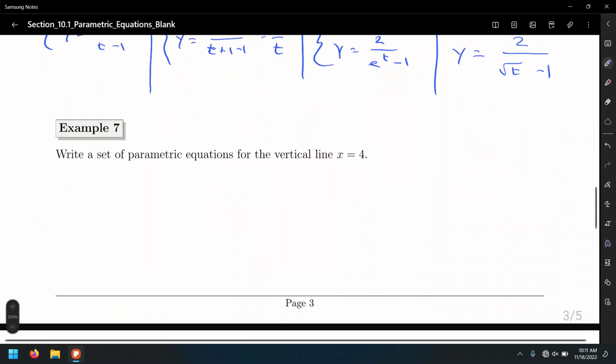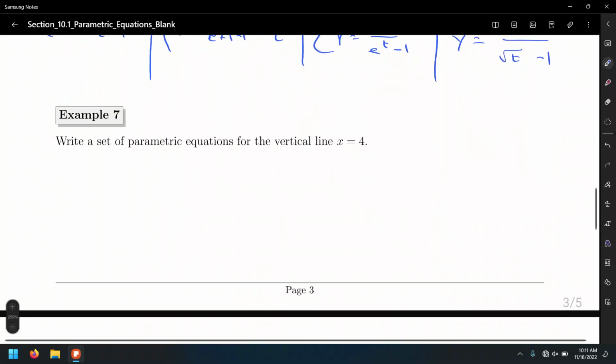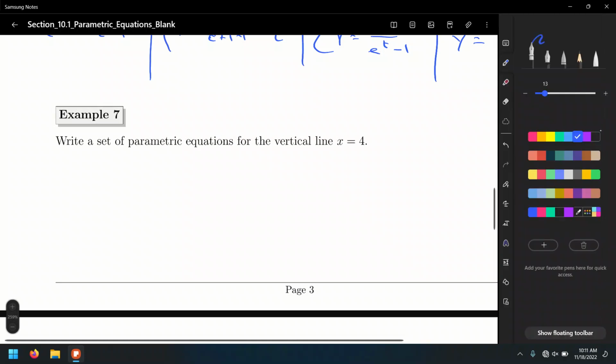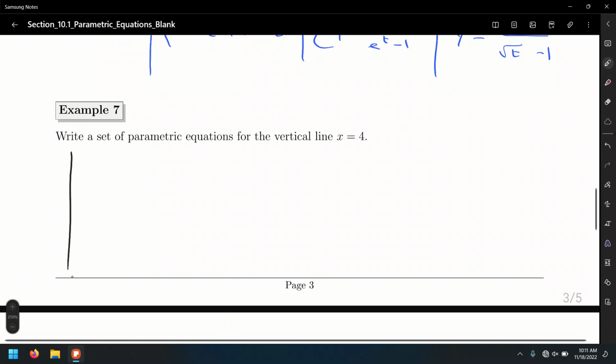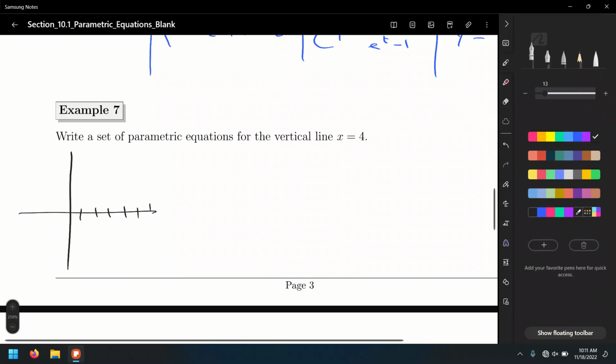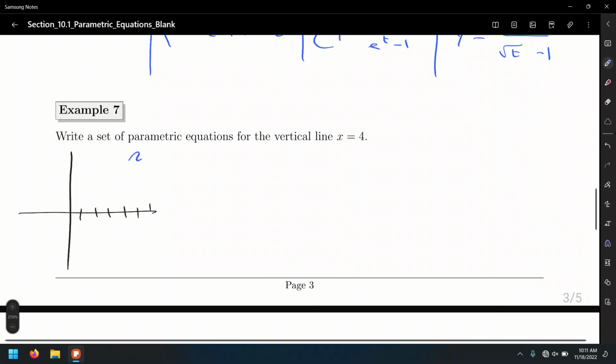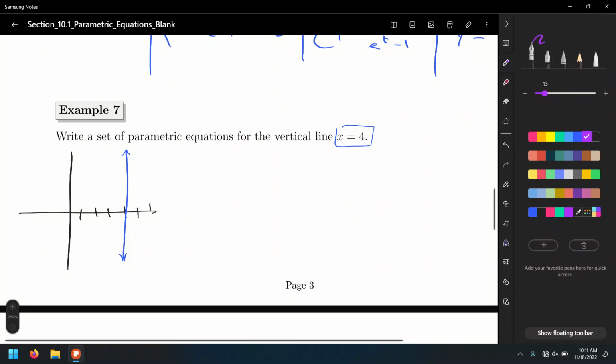Let's do another example. Write a set of parametric equations for the vertical line x equals 4. That could be a little tricky. How about we draw the vertical line x equals 4, so that's our vertical line. Even though it's kind of tricky, there's already a freebie here: x equals 4. And y, what's y in this case? In this case, y can be anything.